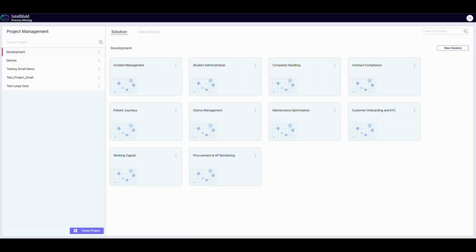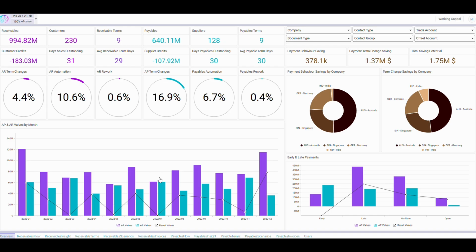Our working capital solution helps to free up cash and optimize your accounts payable and accounts receivable processes. Let's jump in. The Overview dashboard brings together information across AP and AR, such as payment term changes, the automation rate, the percentage of rework, and savings potential based on several scenarios.